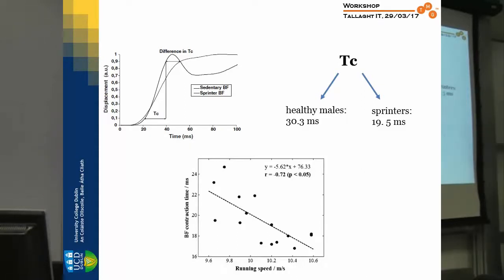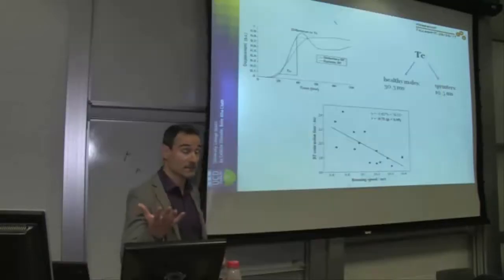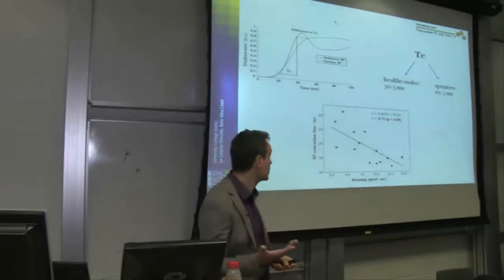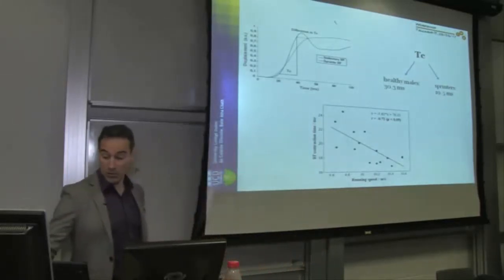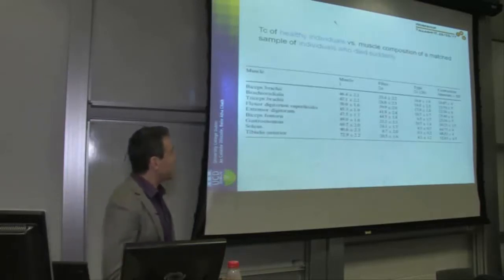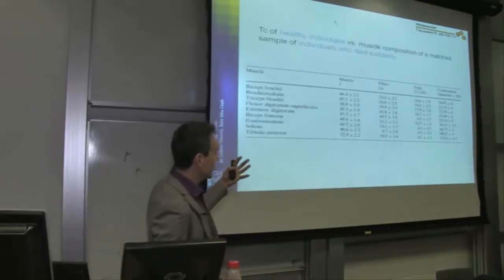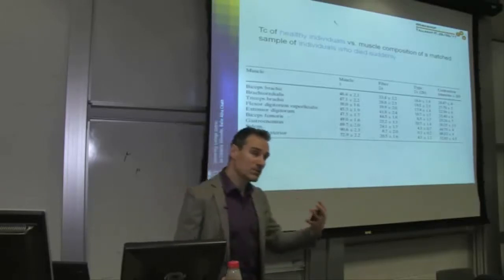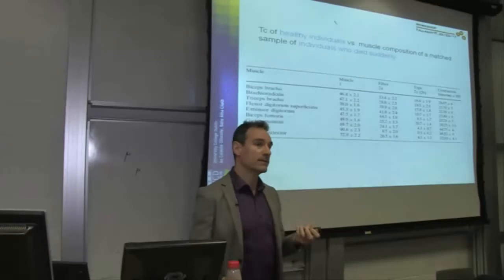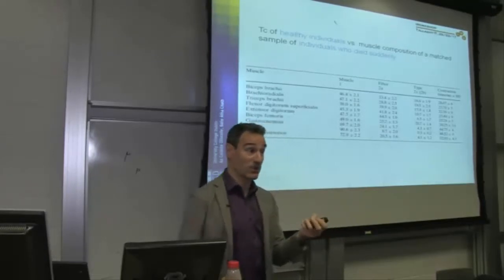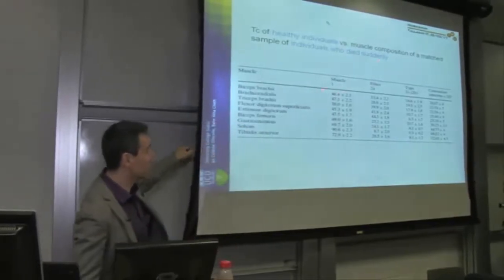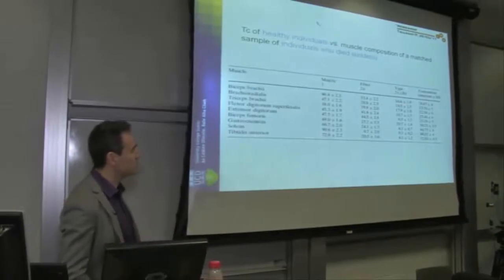So that's great. They basically show that the device is sensitive enough to show a difference between healthy individuals and sprinters. Now, what they did next was measuring again, they have measures of contraction time for those healthy individuals. And then using those cadavers, taking biopsy samples, they measured the muscle composition. So they managed to detect percentage of slow twitch fibers and medium and fast twitch fibers.